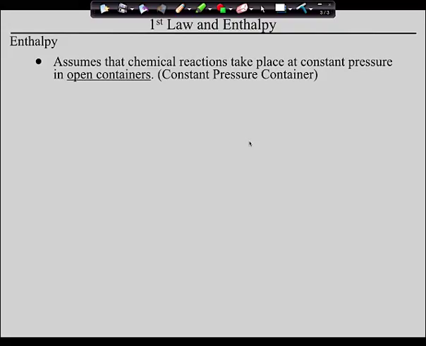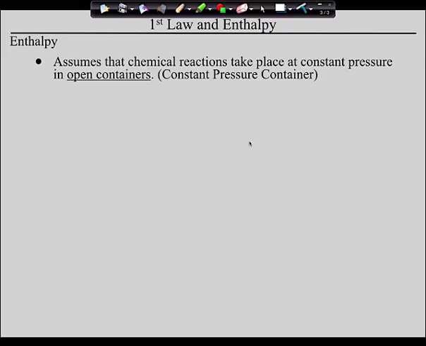Because the answer is, this really works. This is not some oversimplification. This is the way the world works. So let's talk about enthalpy. Enthalpy, guys, relies upon an assumption. Enthalpy assumes that chemical reactions take place at constant pressure in open containers.